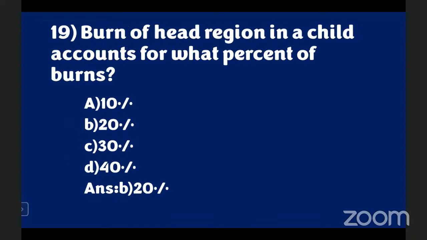Next one is burn of head region in a child occurs for what percent of burns? Option A, 10%. Option B, 20%. Option C, 30%. Option D, 40%. Answer is option B, 20%.